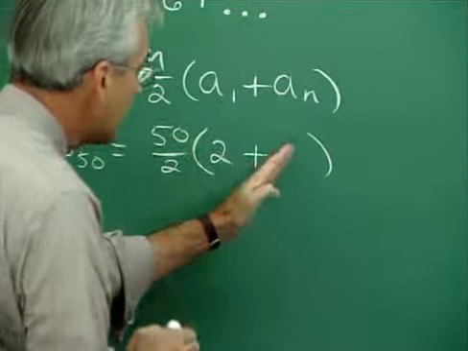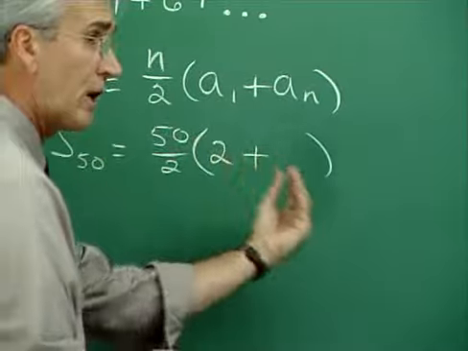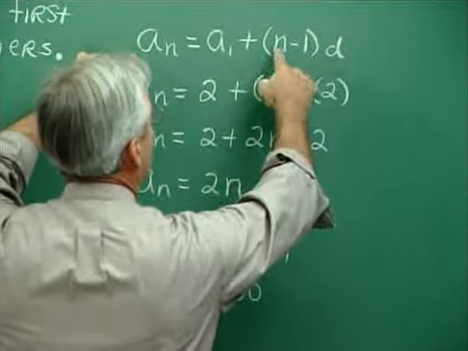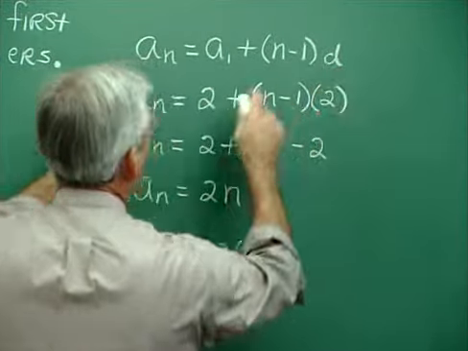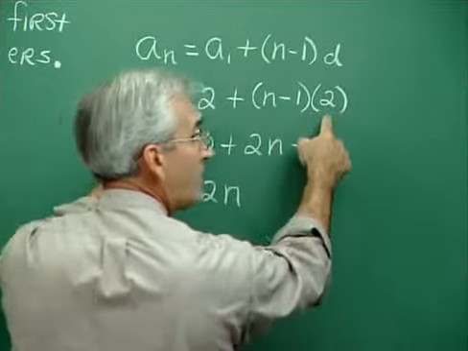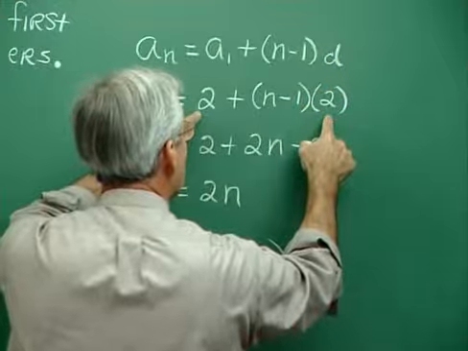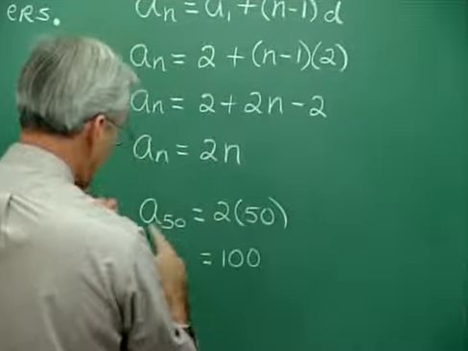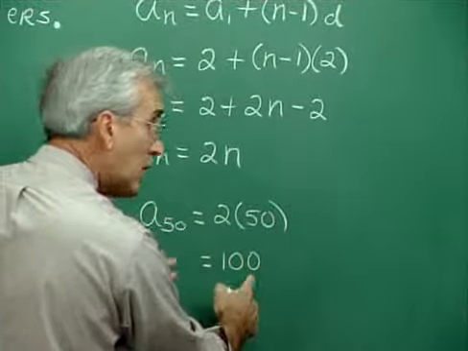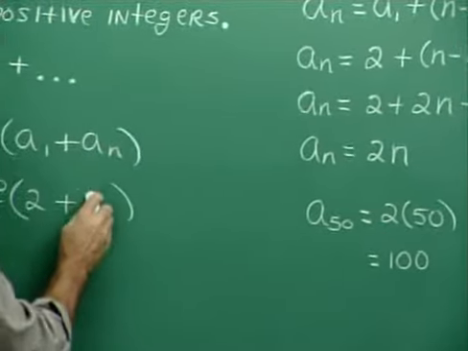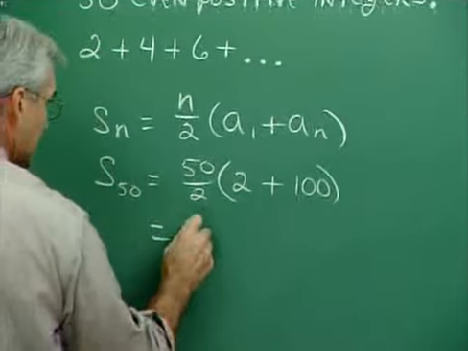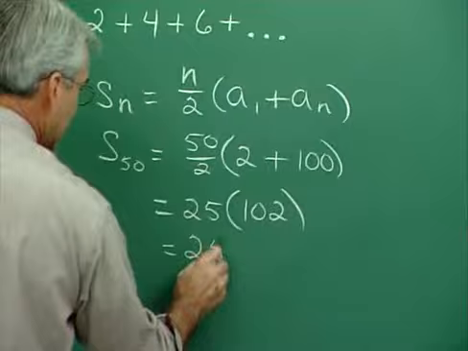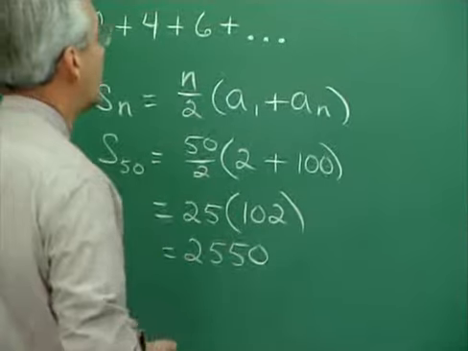So to find the value of that 50th item, we represent an expression for the nth term. And that expression is found by a sub n is the first term plus n minus 1 differences. Now, we know about the first term and the common difference of 2. So the a sub 1 is 2, the common difference is 2. Evaluating here, we find a sub n to be generated by the expression 2n. So the 50th term is 2 times 50, or 100. So we backtrack over here. A sub n is 100. And away we go. This is 25 times 102, which turns out to be 2,550 for the sum of these 50 items.